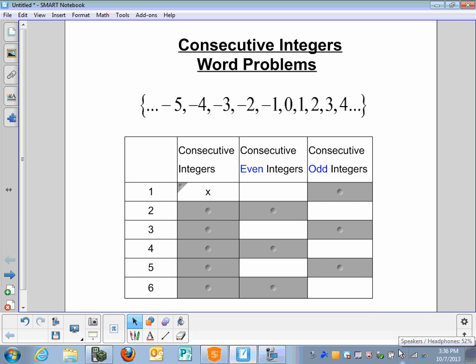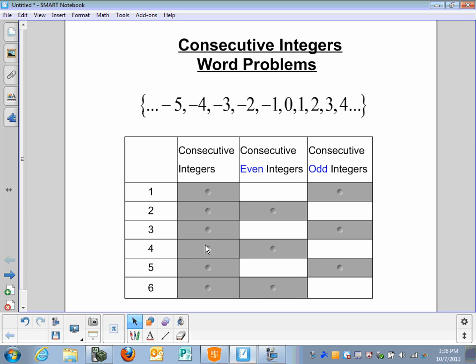Consecutive integers, word problems. Integers are positive and negative whole numbers. Today we'll be looking at word problems involving consecutive integers, consecutive even integers, and consecutive odd integers.